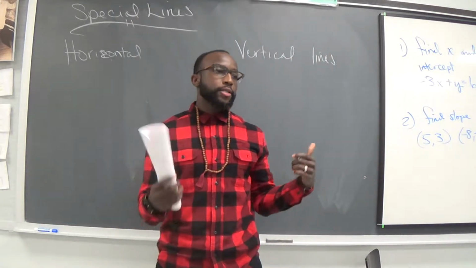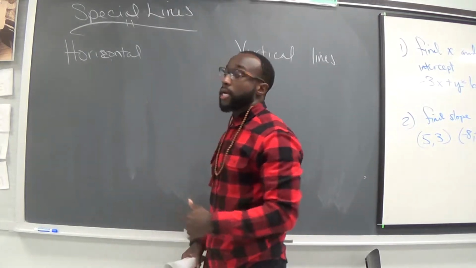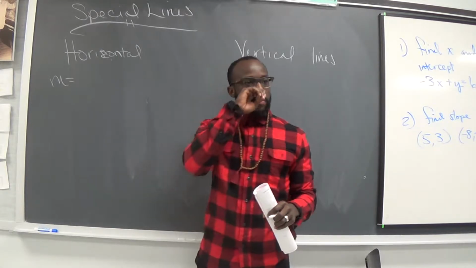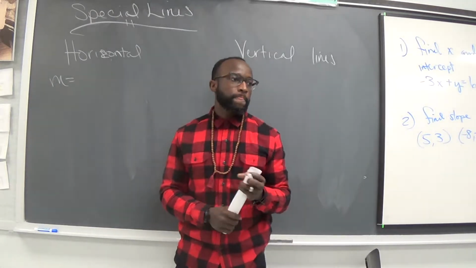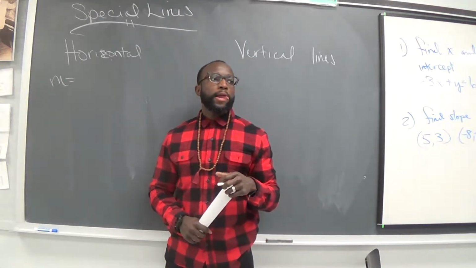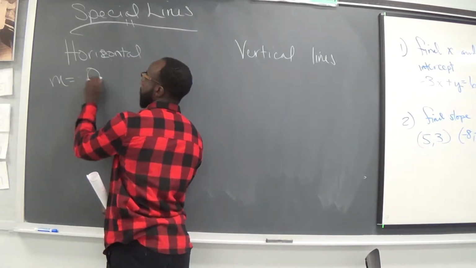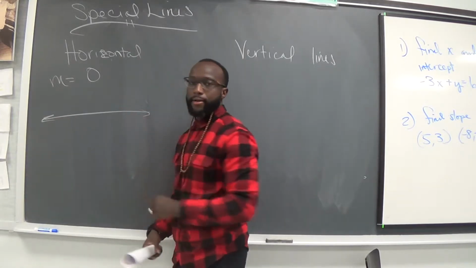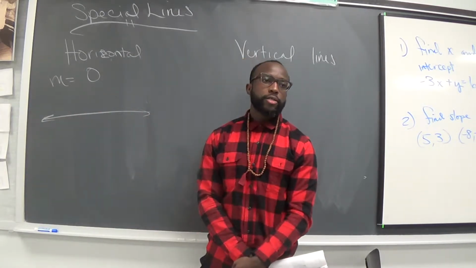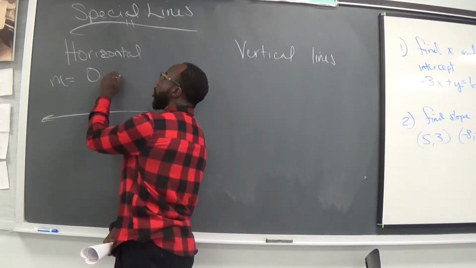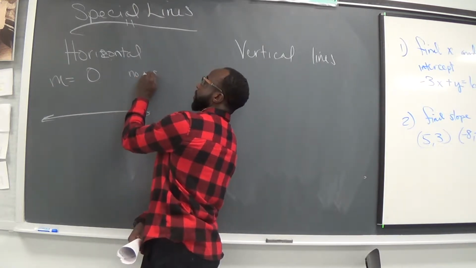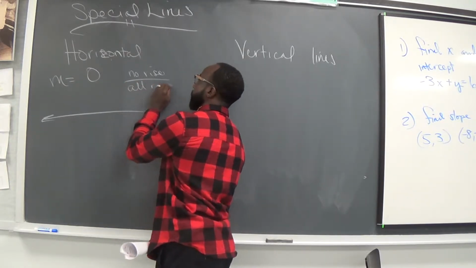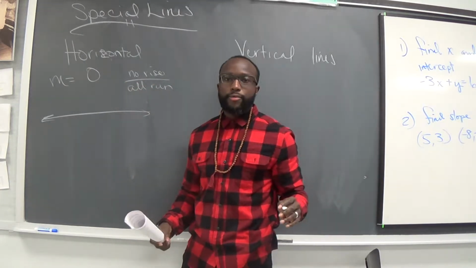Earlier this year we talked about the slopes of horizontal lines and vertical lines. Does anybody remember what the slope of a horizontal line is? The slope is 0. The slope of a horizontal line is always 0 because a horizontal line goes from left to right. The way we thought about horizontal lines is that they have no rise and all run.